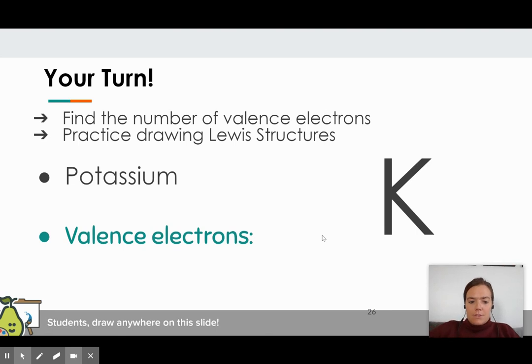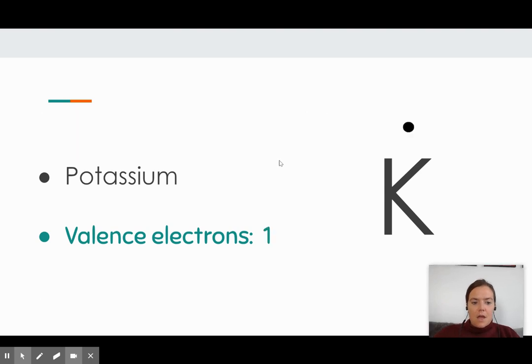So let's try this now. How many valence electrons does this have? And then how many dots are you going to draw and where are you going to draw them? So here is what the Lewis dot will show. This is kind of hard for us to practice in an Edpuzzle, but we'll give it our best. So potassium, it has one valence electron because it's in the first column, so it has one dot at the top.